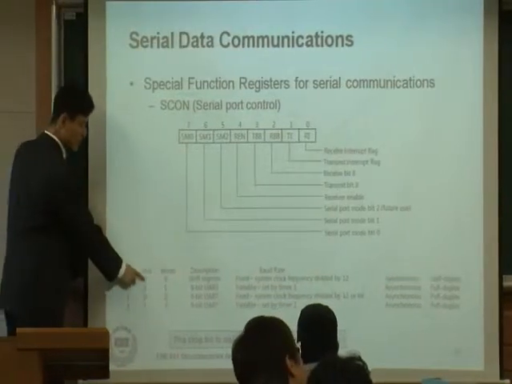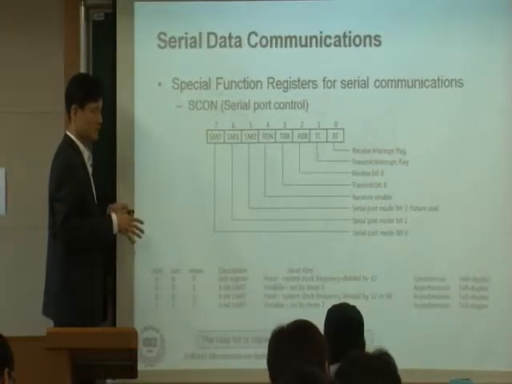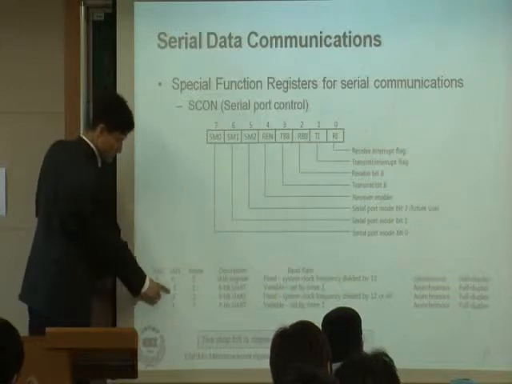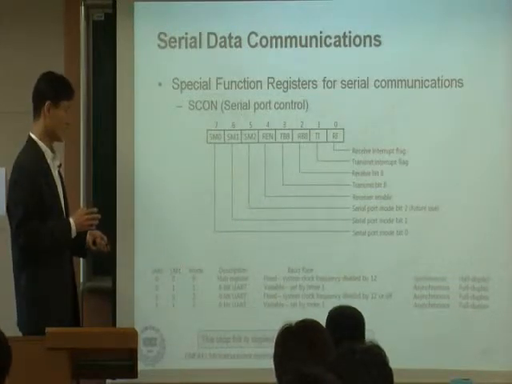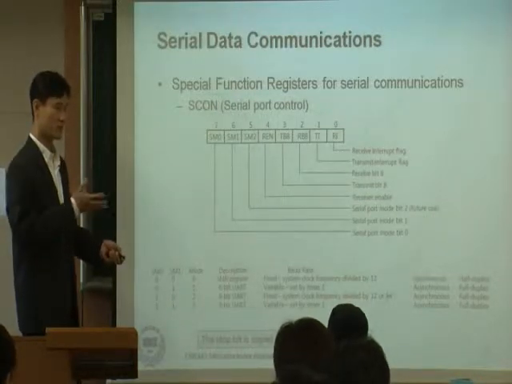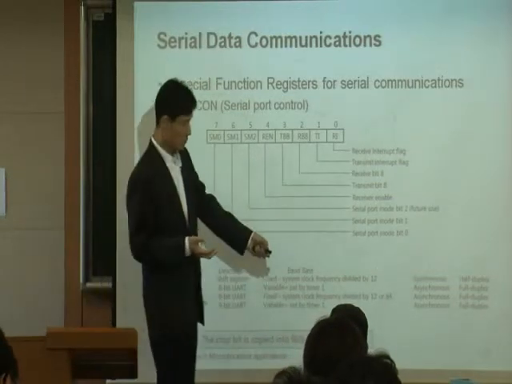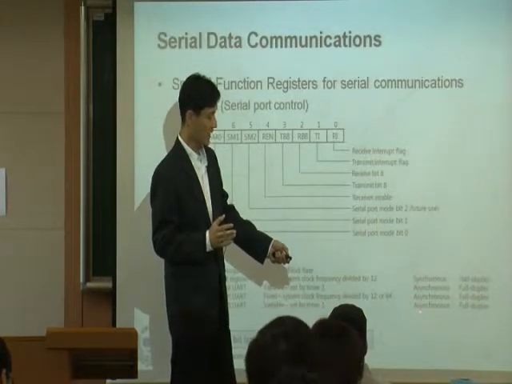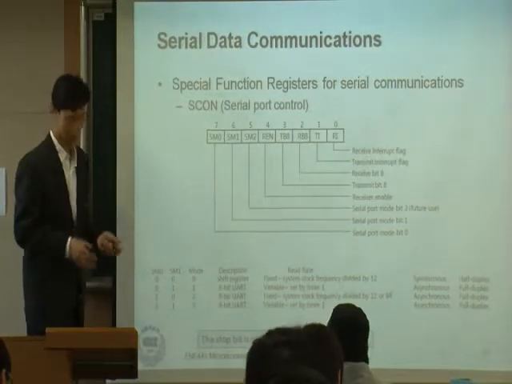If you set 0, 0 for these 2, that means you are going to use mode 0. If you set 0, 1, then you want to use serial communication with mode 1. This table shows you the difference of each mode. As you see here, mode 0 is only synchronous, and modes 1, 2, 3 are all asynchronous communication. I'll tell you details about the others later.